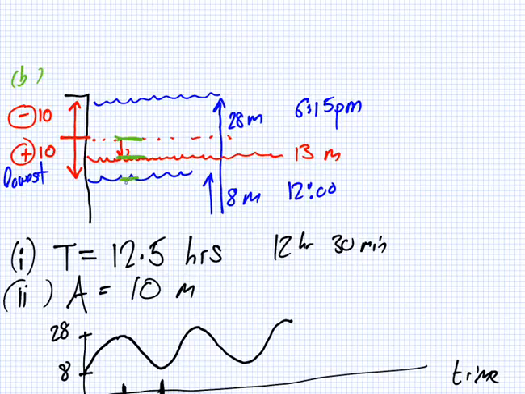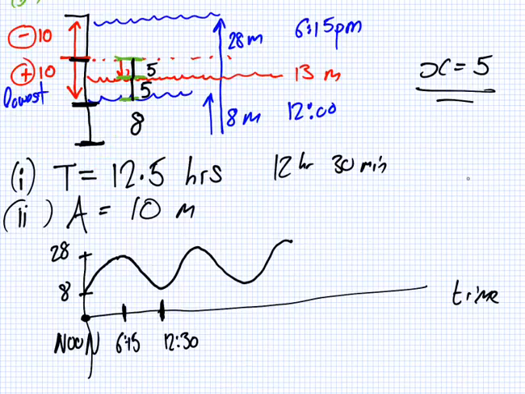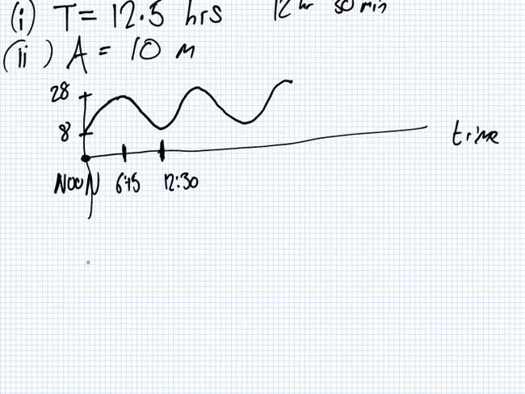Why 10? The amplitude is the maximum distance from the middle. The water starts at 8, that's the lowest, and the highest is 28, so the total distance is 20. Simple harmonic motion is motion like this. The amplitude you measure from the center, so from the center it's plus and minus 10. So its amplitude is 10. Good.